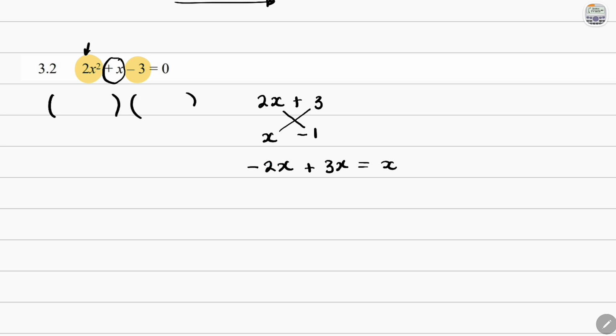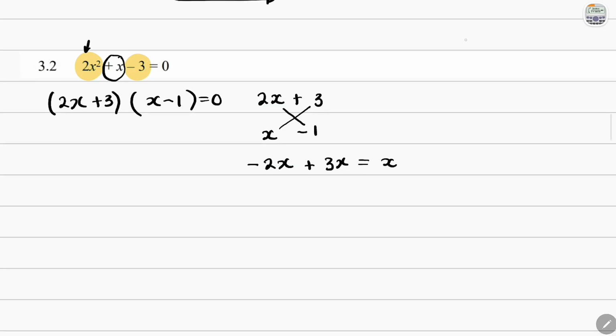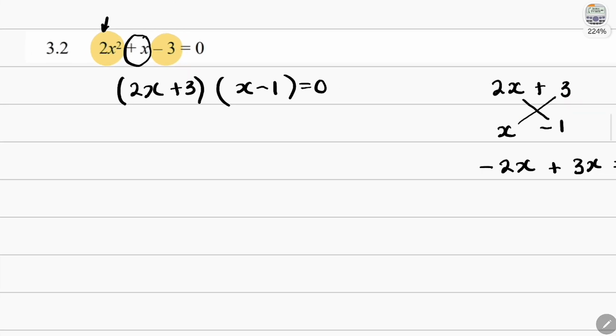Open up two brackets and we are factorizing. So 2x plus 3, and this is x minus 1, and those are our factors. Okay, so finally just solve for x. We are saying something multiplied by another thing gives us 0. Therefore, it's either the first is equal to 0 or the second is equal to 0. And that way, when they multiply, they give us 0. That's what makes the left-hand side equal to the right-hand side.